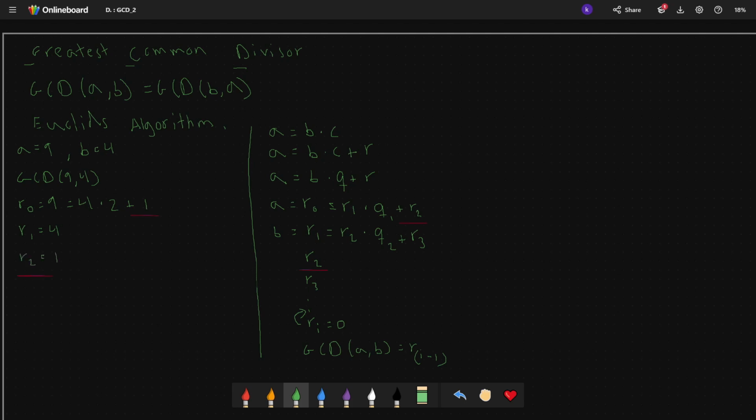And then we express 4 in terms of remainder 2. So we have 4 is equal to 1 multiplied by 4 plus 0. So remainder 3 is equal to 0. So now we've hit a remainder that is equal to 0. And so we take the previous remainder, which is remainder 2, because remainder 3 minus 1 is equal to remainder 2. The value of remainder 2 is of course 1, so the greatest common divisor of 9 and 4 is equal to 1.